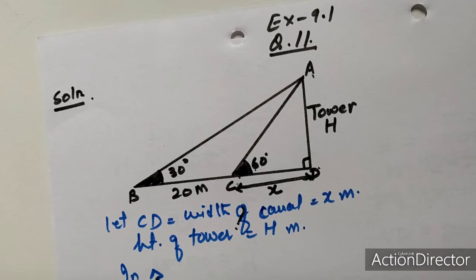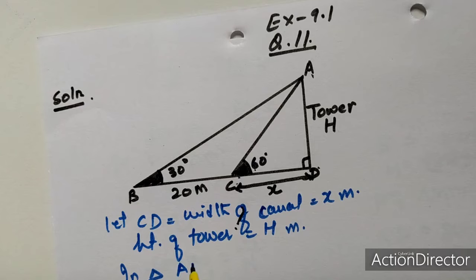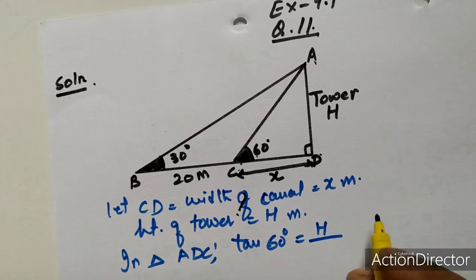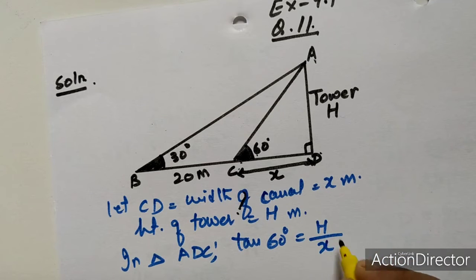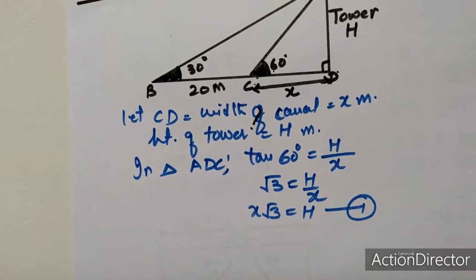Now take first triangle ADC, right angle triangle ADC, in which you are going to write tan 60 is equal to opposite side upon adjacent side. That means H upon X. Tan 60 is root 3, so root 3 equals H upon X. Again, we have to do the cross multiplication. So, X root 3 is equal to capital H. This will be equation number 1.